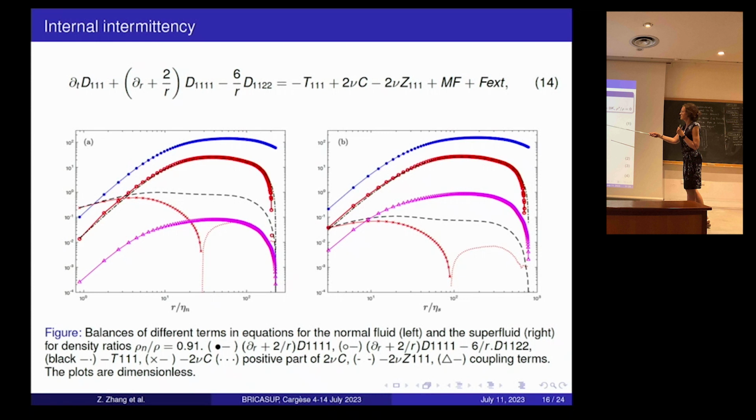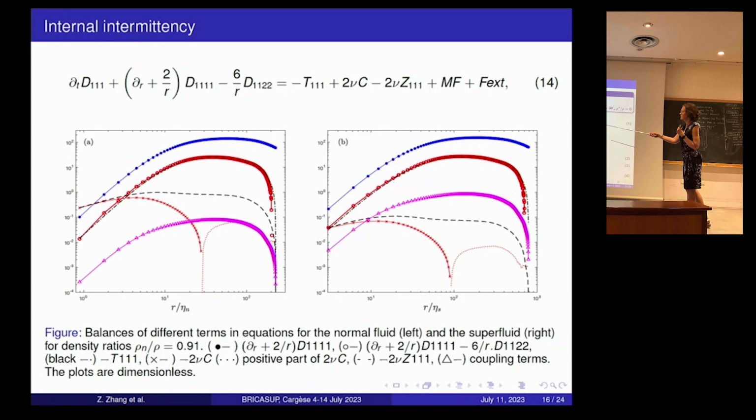Some things are similar for the superfluid, but we see that the advection term equals the work done by the pressure. So the red curve goes over the black curve. Again, the mutual friction term will be much smaller, but it is more important than all the other effects. So it comes into play, and it should be accounted for.